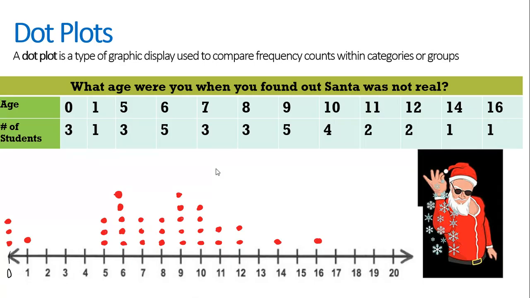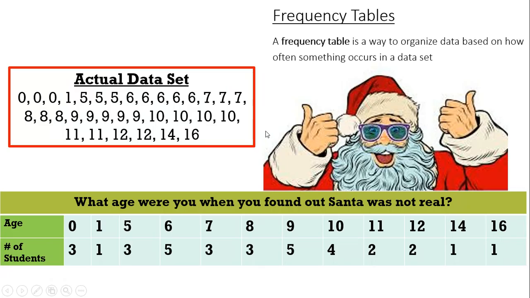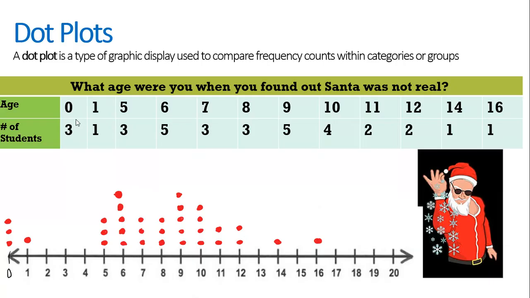So something else we did was we created a dot plot, and it is essentially a graphic display of the frequency table. So although I didn't specifically bring up frequency tables, and I apologize for that, when we were talking about this back in March, you can see that taking that large data set that we had here, 0, 0, 0, 1, 5, 5, 5, 6, 6, 6, 6, 6, 7, 7, 7, 8, 8, 8, and so on and so forth, we created a dot plot just like this before.